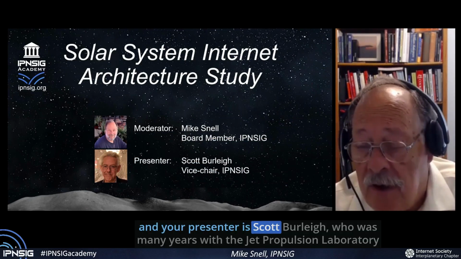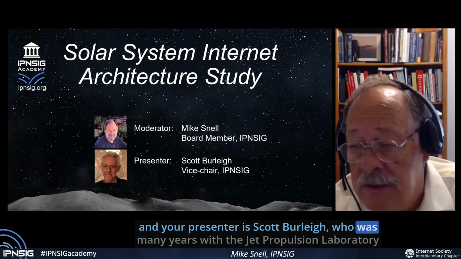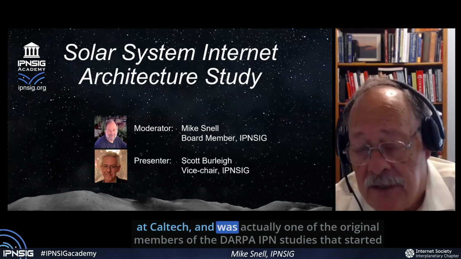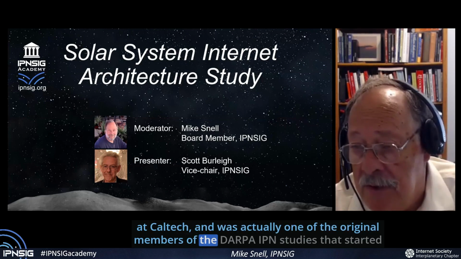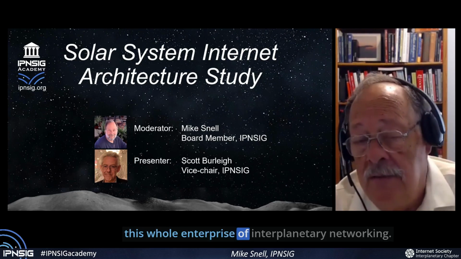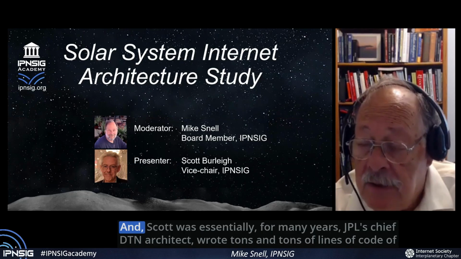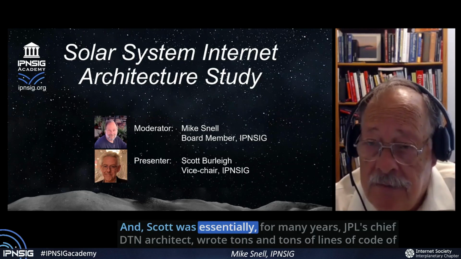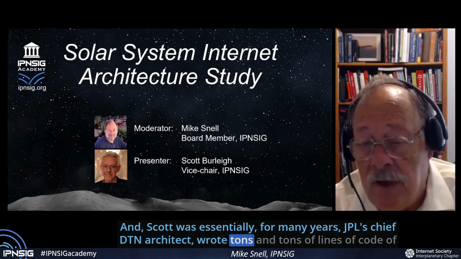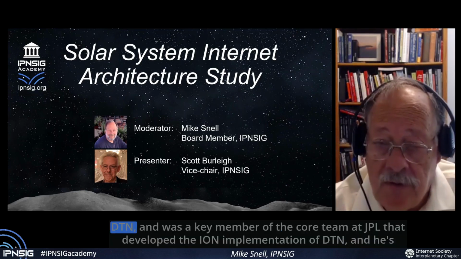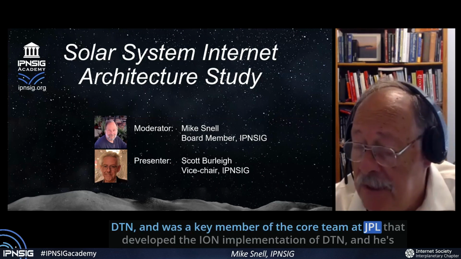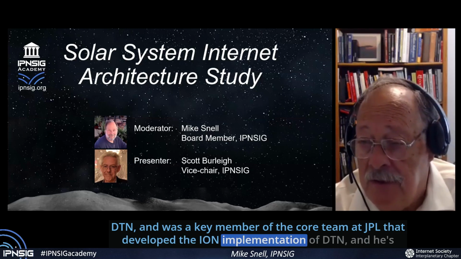And your presenter is Scott Burleigh, who was many years with the Jet Propulsion Laboratory at Caltech, and was actually one of the original members of the DARPA DTN studies that started this whole enterprise of interplanetary networking. And Scott was essentially, for many years, JPL's chief DTN architect, wrote tons and tons of lines of DTN code, and was a key member of the core team at JPL that developed the ION implementation of DTN.